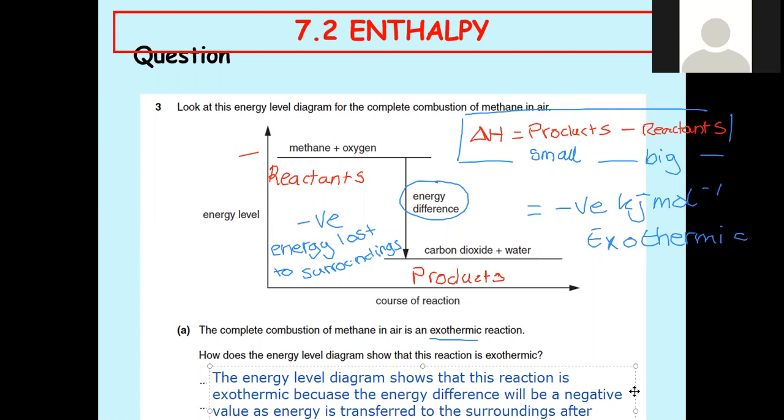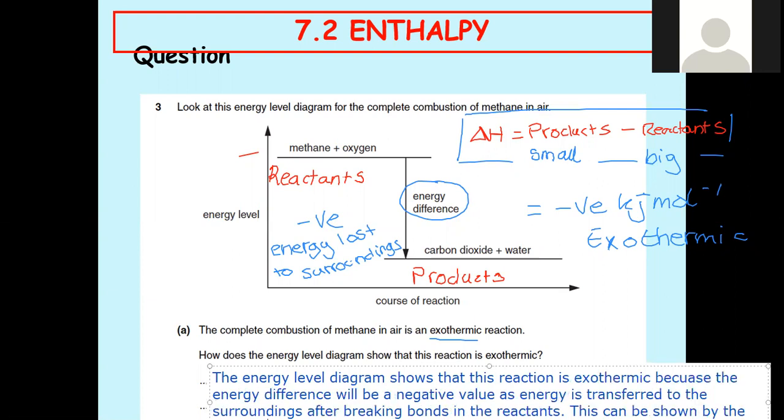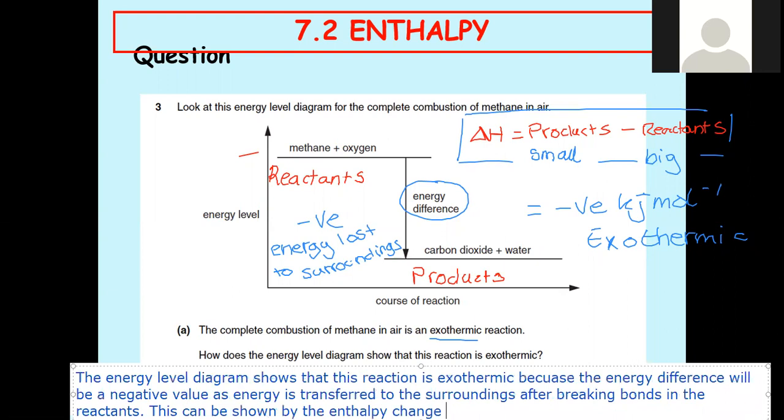Oops, can't actually see what I'm typing anymore. Let's put this in here. This can be shown by the enthalpy change equation. I'm just going to put number 1 there because I'm not going to try and retype that. I'm putting that up here as our number 1.